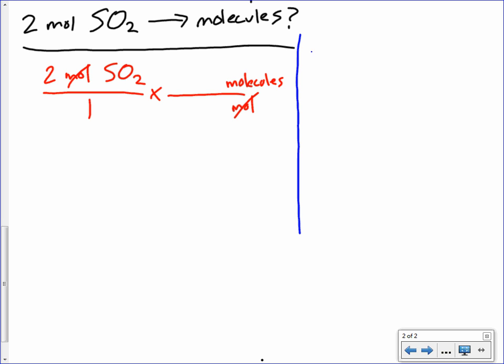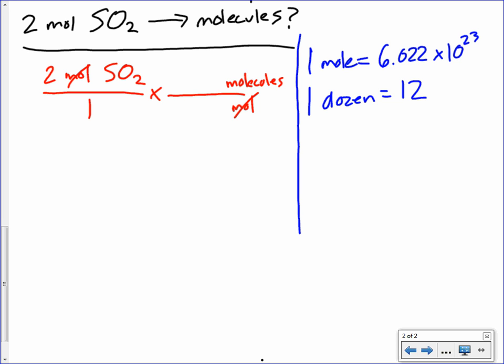Well, if you remember, 1 mole, and this is the definition of a mole. This is what a mole is. 6.022 times 10 to the 23. Just like I would say 1 dozen equals 12, I'd say 1 mole equals 6.022 times 10 to the 23. So whether it's molecules or whatever you're counting here, this is what you can use. So in 1 mole, you have 6.022 times 10 to the 23 molecules.